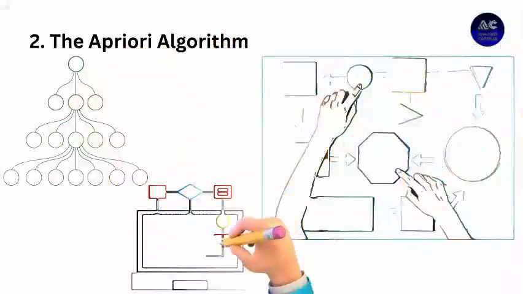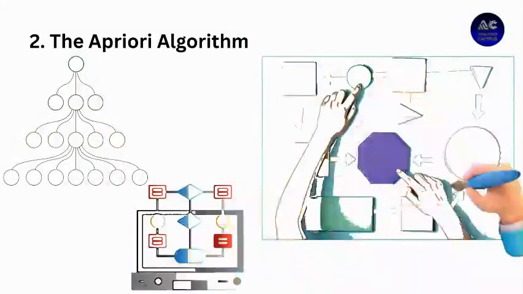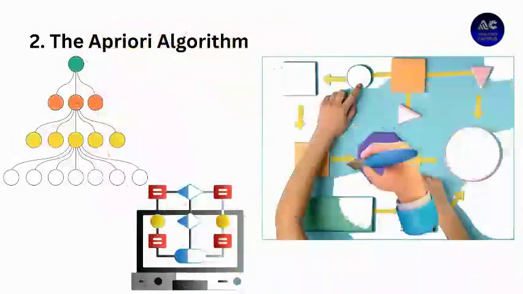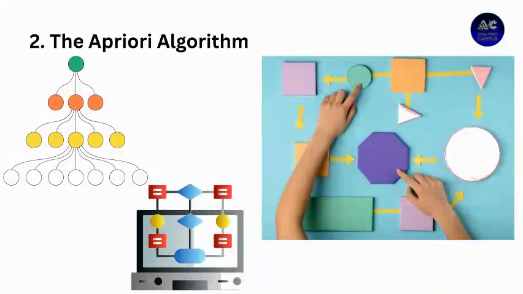2. The Apriori algorithm. One of the most common techniques used is the Apriori algorithm. It works by identifying frequent product combinations in transactions. For example, it might reveal that 70% of people who buy diapers also buy baby wipes. With this knowledge, businesses can offer bundle deals, run targeted ads, or recommend products more effectively.